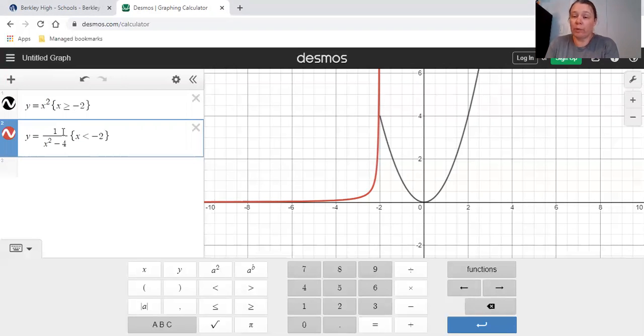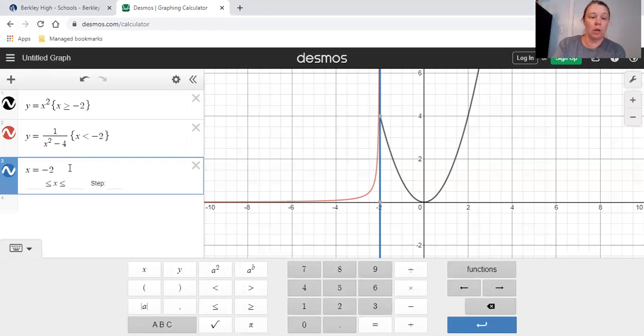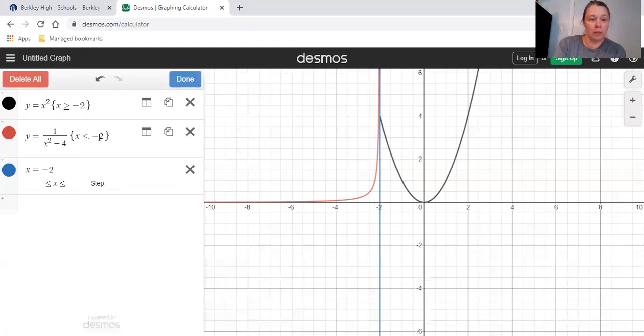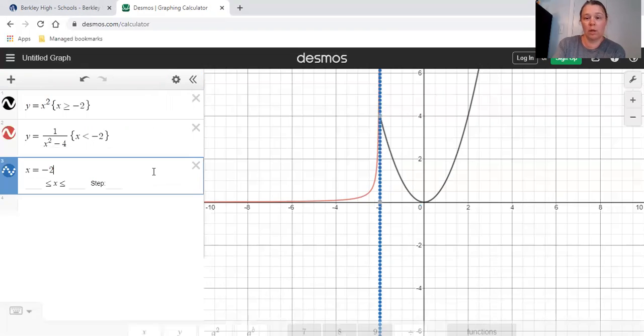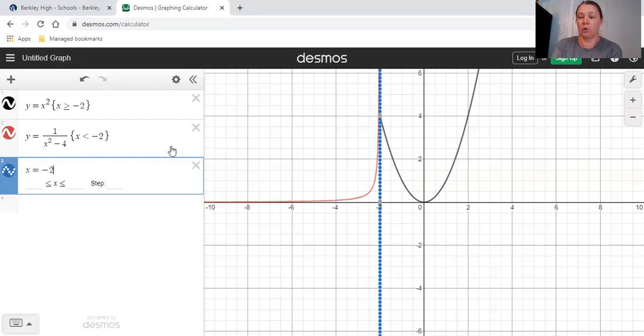Okay, so as we approach from the left and the right, what is going on? So from the left, what does it seem like is going on? Here's the left, and I'm going to just go ahead and put in x equals -2 so that you guys can see exactly where I'm talking about. This dashed line here is x equals -2, just so you can see what we're talking about approaching.